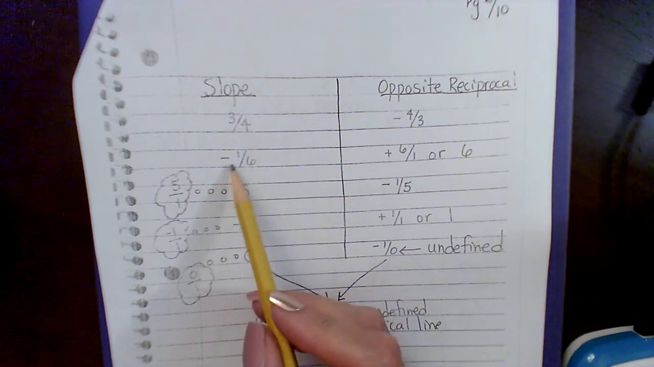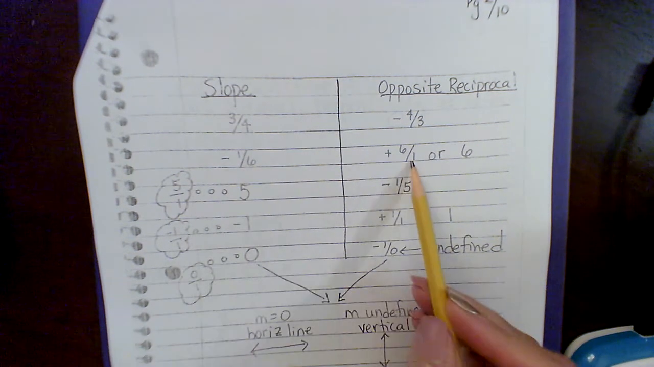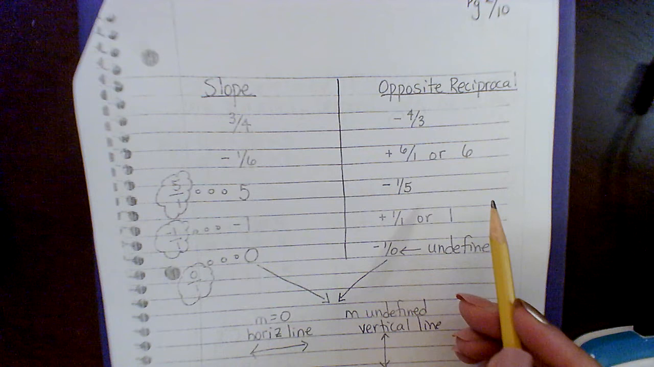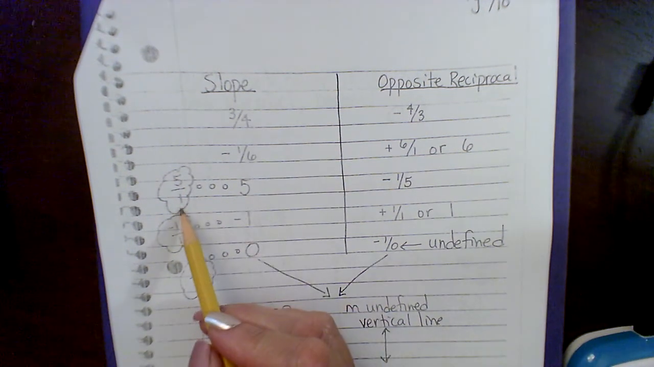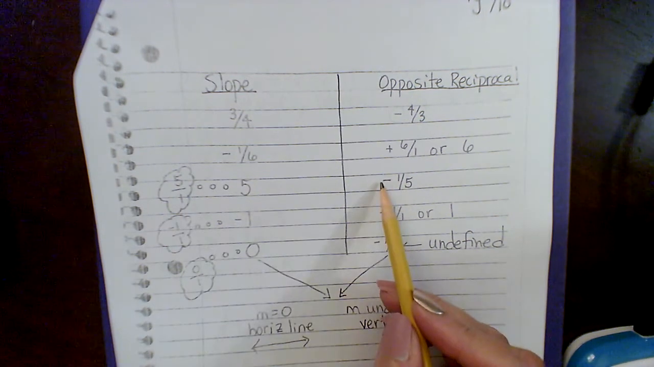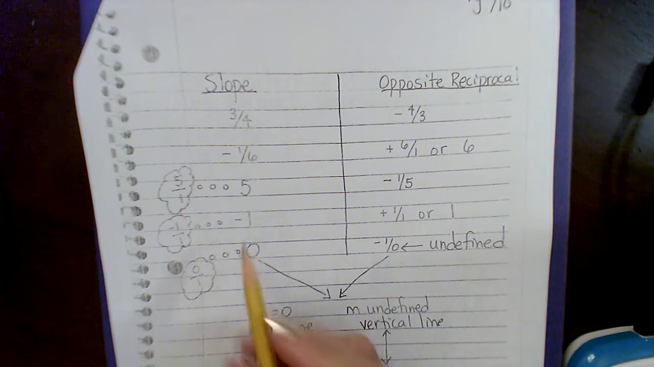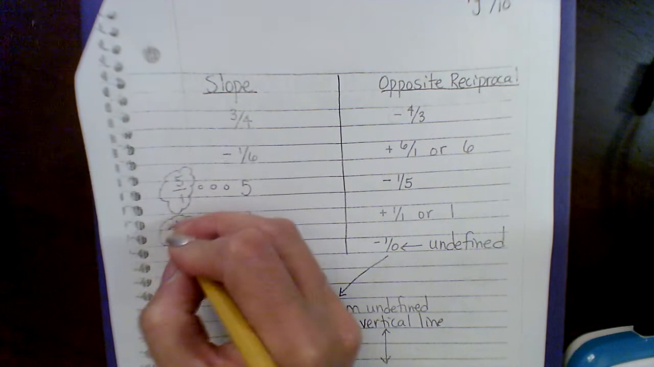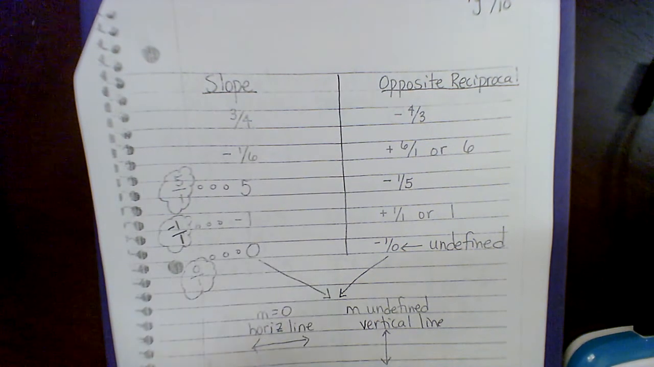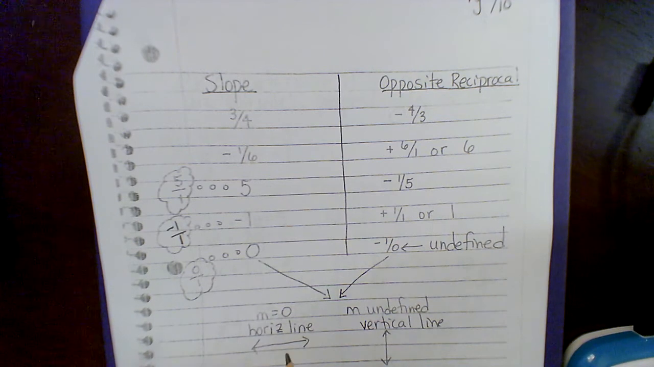The opposite reciprocal of negative 1/6: the opposite sign would be positive, and the reciprocal would be 6/1, which we know simplifies to just 6. If you have a slope of 5, you can think of that as being 5/1. The opposite reciprocal would be the opposite sign, negative, and then the reciprocal of 5/1 is 1/5. The slope of negative 1 you can think of as negative 1/1. The opposite sign would be positive, the reciprocal 1/1, or just simply positive 1.